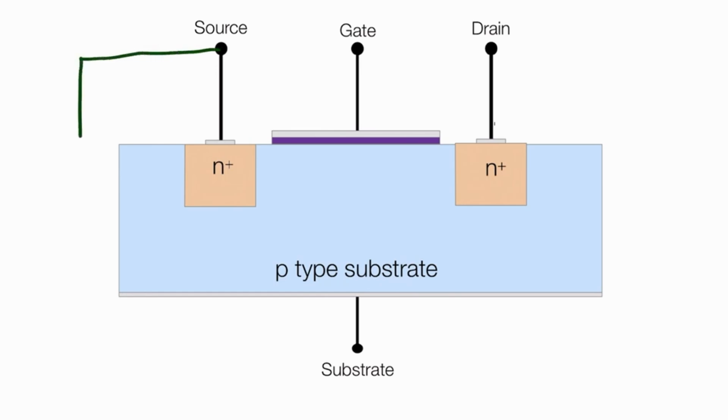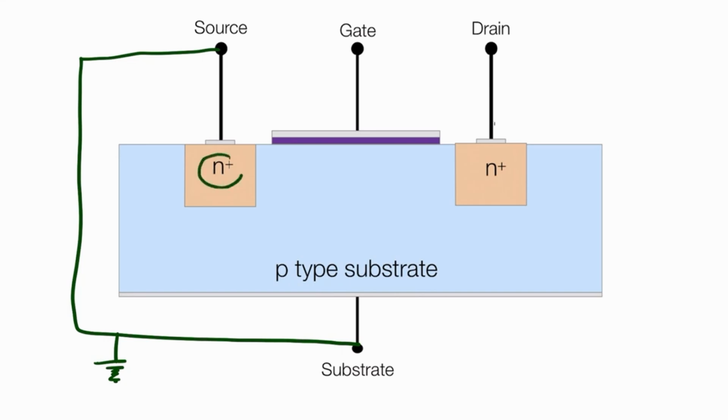Here, source and substrate are connected together and grounded. That means there is no potential difference between the source and the substrate terminal. Now you can see here, this one is an n-type semiconductor. This part, the substrate, is a p-type semiconductor, and this part is an n-type semiconductor. Now you just need to think about the depletion region concept.